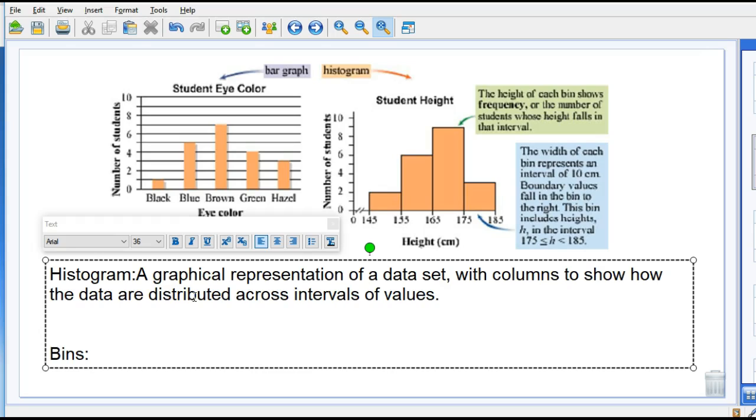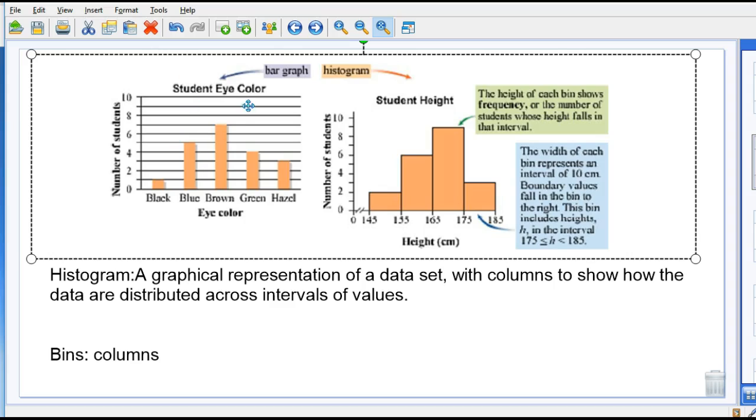Histograms give vivid pictures of distribution features such as clusters of values or gaps in the data. So the columns in the histograms are called bins. The bins are the columns of the histogram, and should not be confused with the bars of a bar graph. So I've included this graph here.